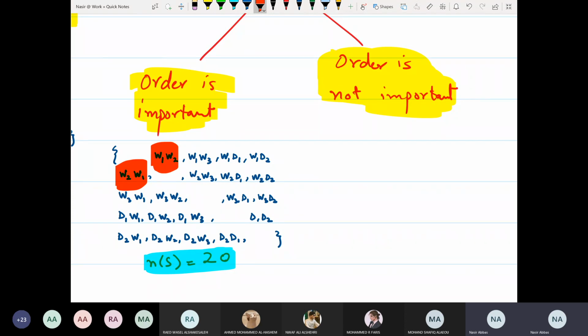Similarly, let me highlight another one for you. W2, D1 and D1, W2. Same 2 items, but in a different order.